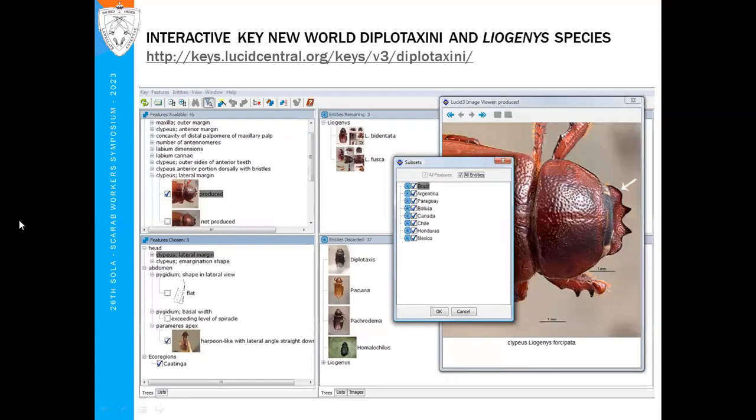And finally, the interactive key to New World Diplotaxini and to Lyogenys species. This key is hosted on the Lucid Central platform and is updated regularly. Our goal in the future is to include in this key species of the other genera outside of Lyogenys.